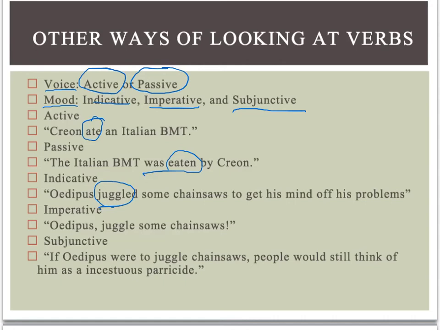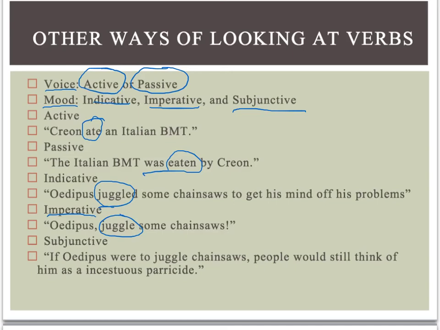But look at this next sentence. In the imperative, Oedipus juggles some chainsaws. Here's that same verb, juggle. Only now the sentence takes the form of a command. This is easy to remember because imperative, that's the same word that gives us words like imperial and emperor. In this sentence, we're giving Oedipus the command to juggle some chainsaws.